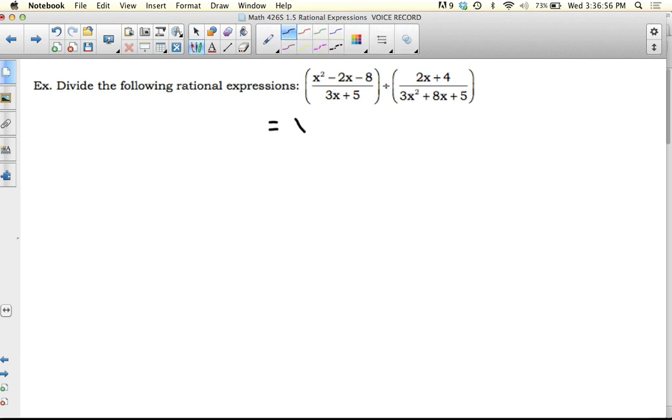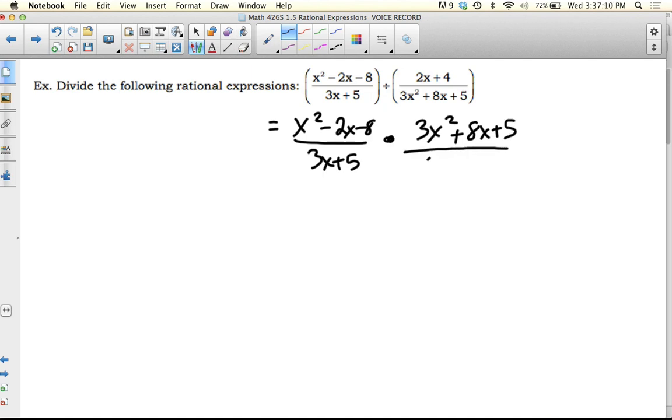Because we're dividing, we're going to do (x squared minus 2x minus 8) over (3x plus 5). And instead of division, we're going to multiply by (3x squared plus 8x plus 5) all over (2x plus 4). Now we can identify some factoring. At the top, x squared minus 2x minus 8 is a simple trinomial. 3x plus 5, we can't factor that. 3x squared plus 8x plus 5 is a complex trinomial. And 2x plus 4 is going to be a GCF. So let's go through and factor.